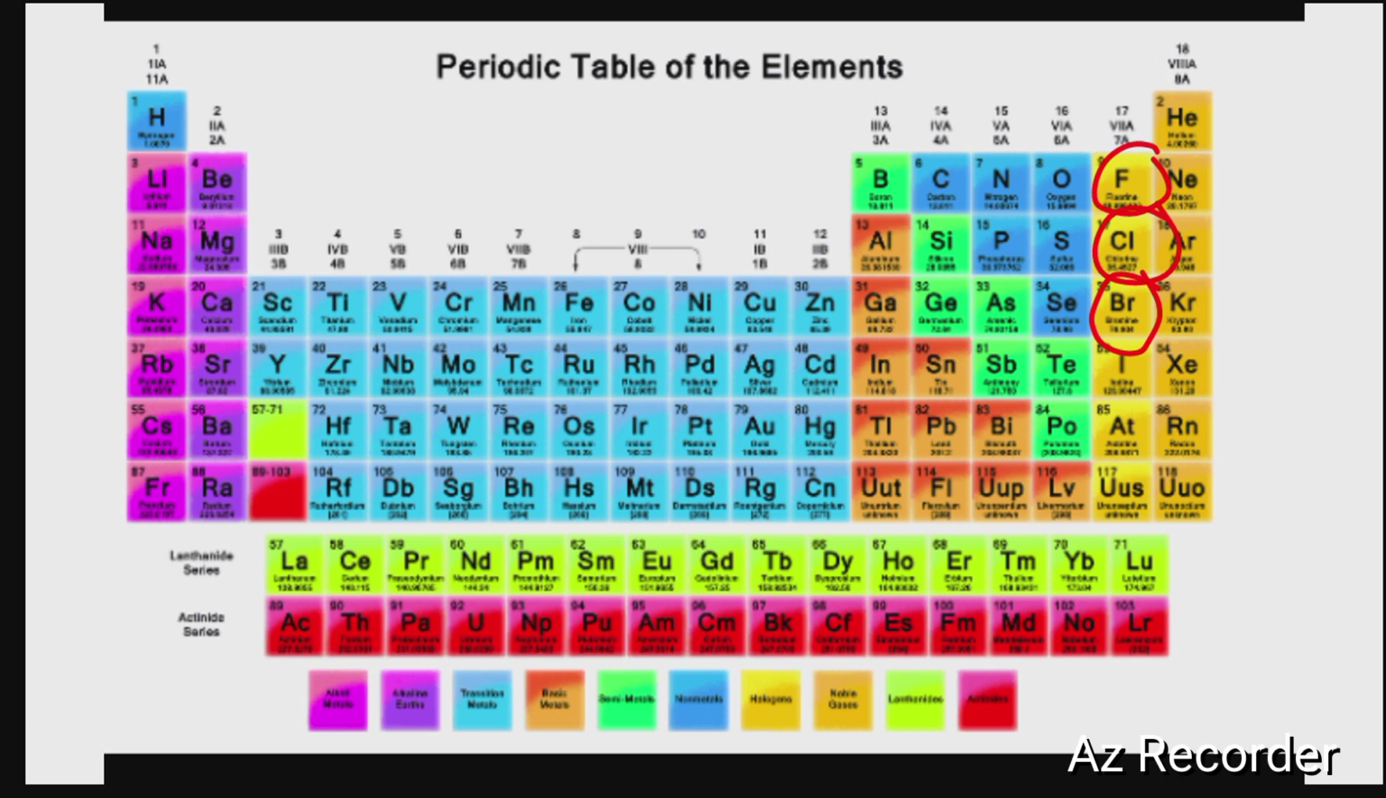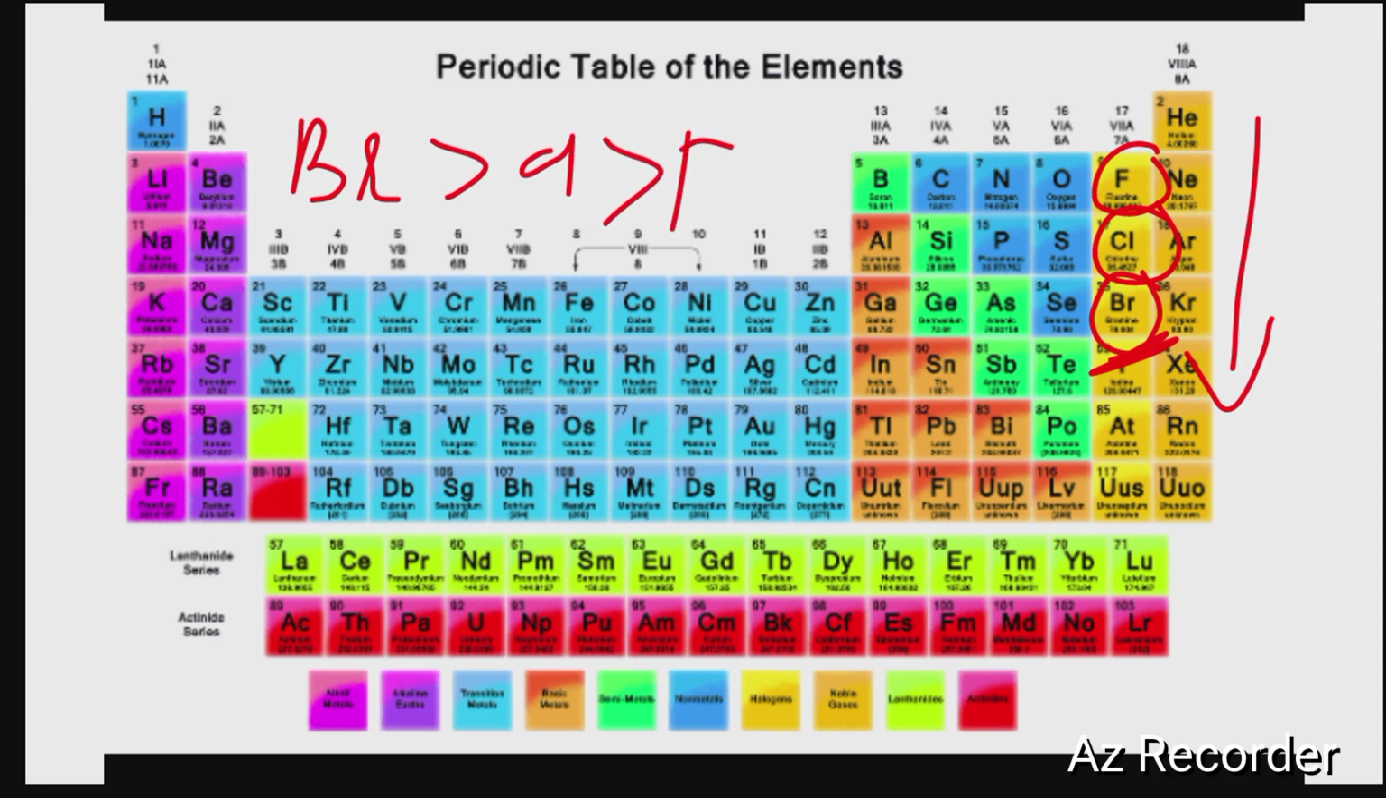Here we know that they belong to group 17, that is the halogen family. We know that down a group the atomic size increases. So the lowermost element among the three is bromine, so the size of bromine will be greater. Bromine will be greater than chlorine, followed by fluorine. This would be the correct answer.